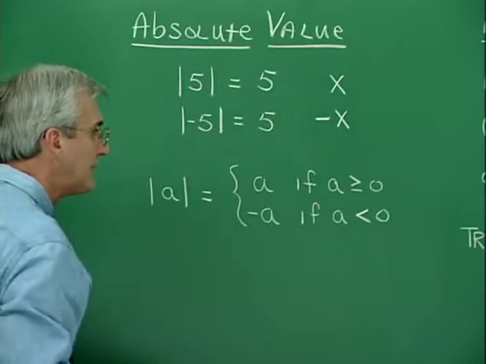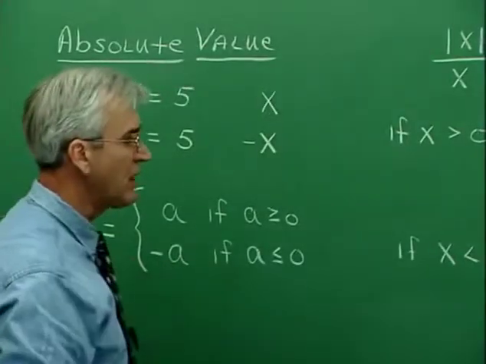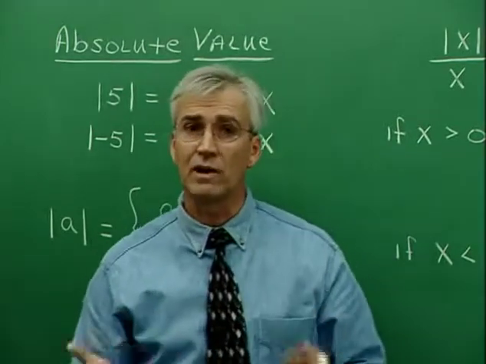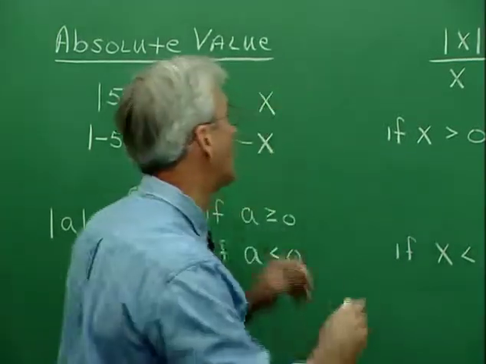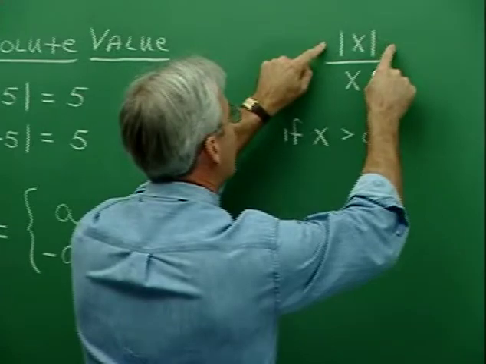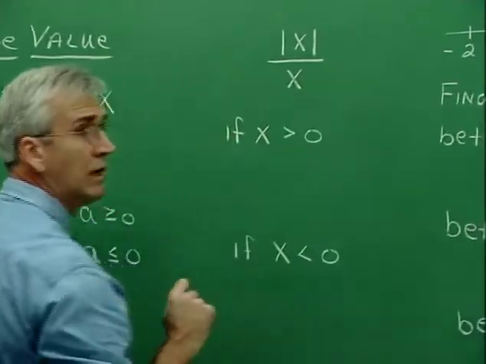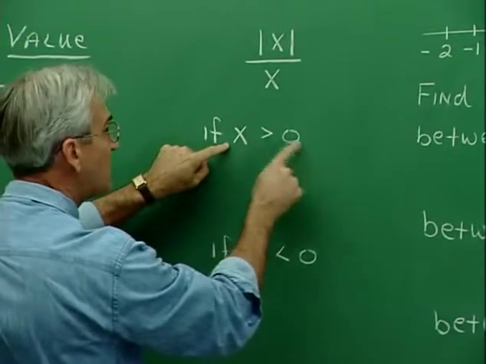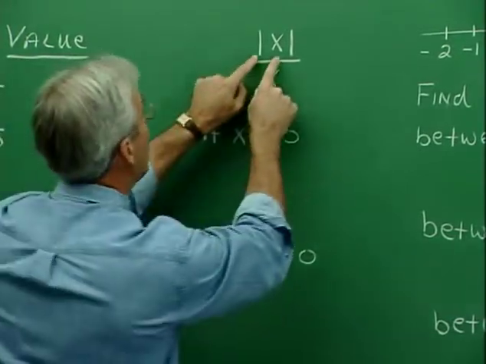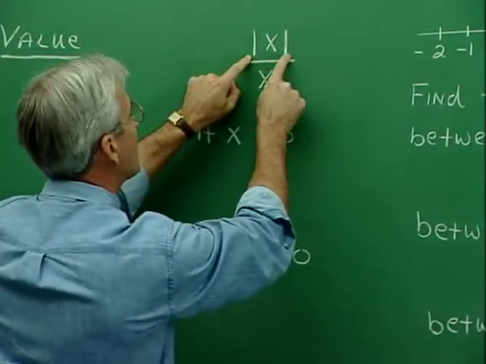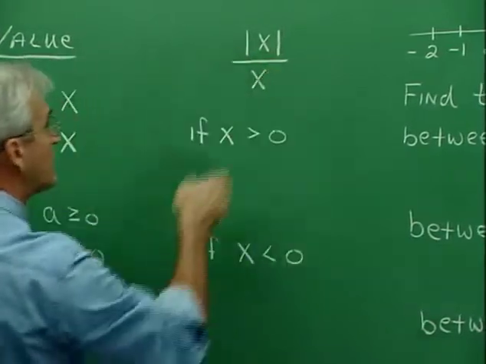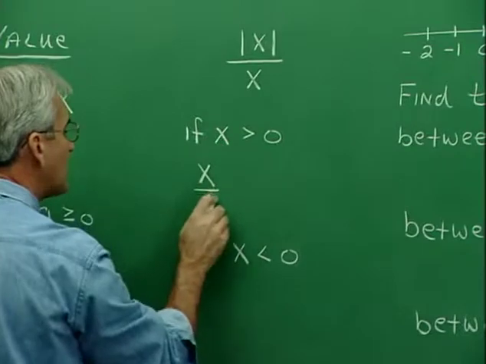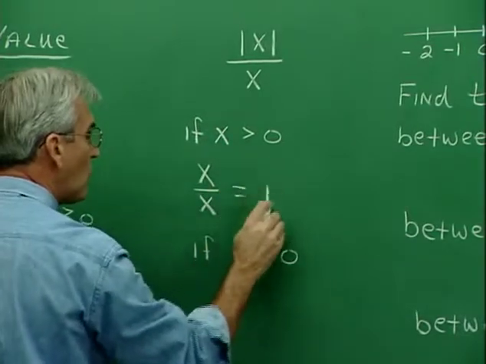All right, so that's the idea. The only tricky situations in dealing with absolute value is where we are dealing with variables. Consider this problem. We have the absolute value of x over x. Now, consider the case where x is greater than 0. If x is positive, here's what happens. The absolute value of a positive number is itself. So the absolute value of x would be x. In the denominator, we have simply x. So we have x over x, or 1.